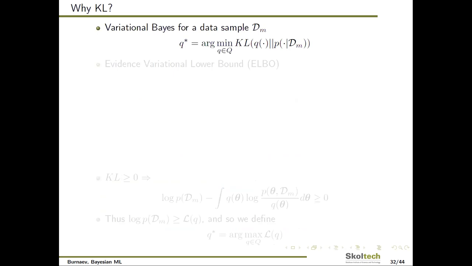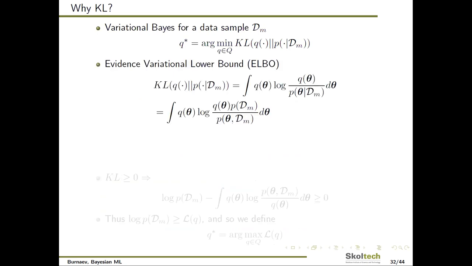Okay, so let's revisit one more time the evidence lower bound, or variational lower bound. I think it's the fifth or sixth time in this course that we have looked at this. Does everyone understand here? This is true.